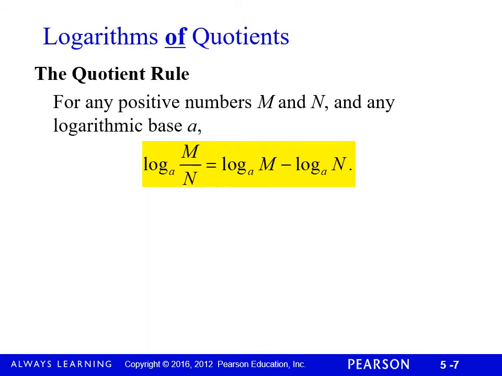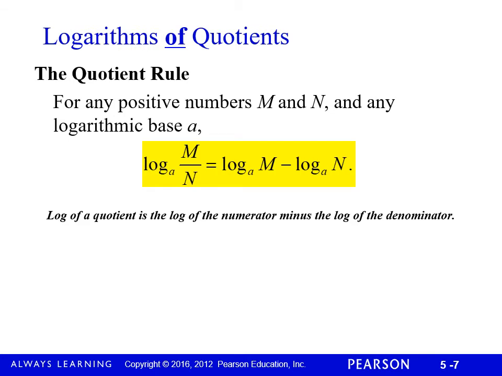The quotient rule. For any positive numbers m and n, and any logarithmic base, the log base a of m divided by n equals the log of m minus the log of n. The log of a quotient is the log of the numerator minus the log of the denominator. Again, this is the log of a quotient, not the quotient of logs.